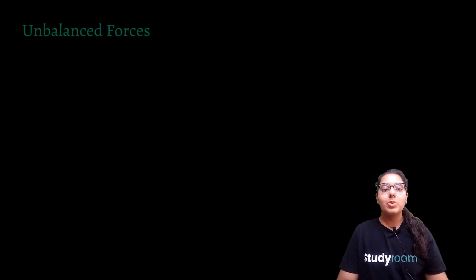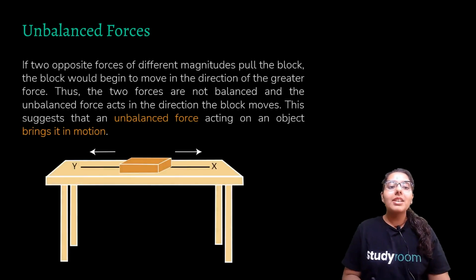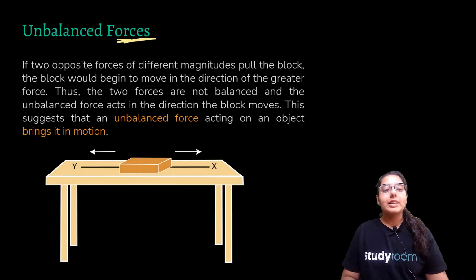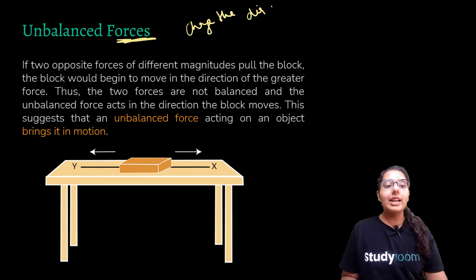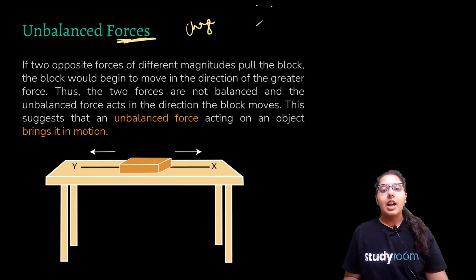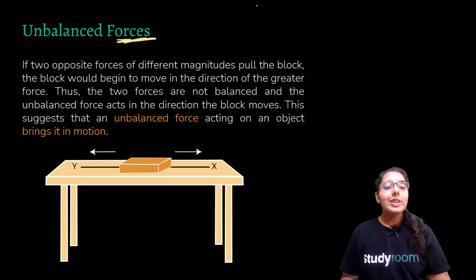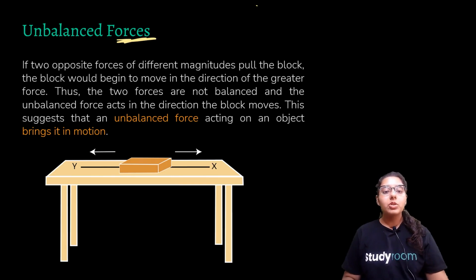Okay. So let's move forward. So unbalanced forces are completely the opposite, which change the direction or change the magnitude of force. Correct? Because unequal forces are acting in this case. So if two opposite forces of different magnitudes pull, the block would begin to move, right, in the direction of the greater force.